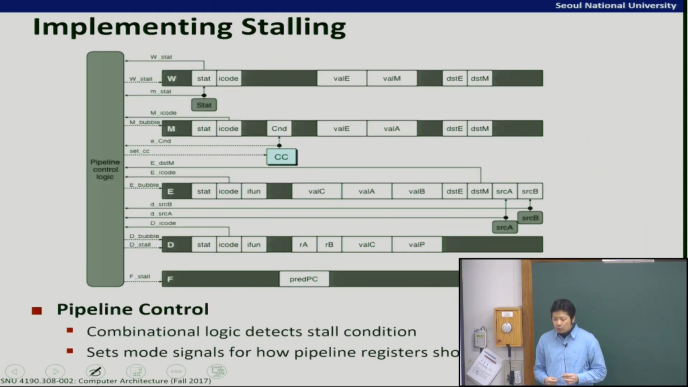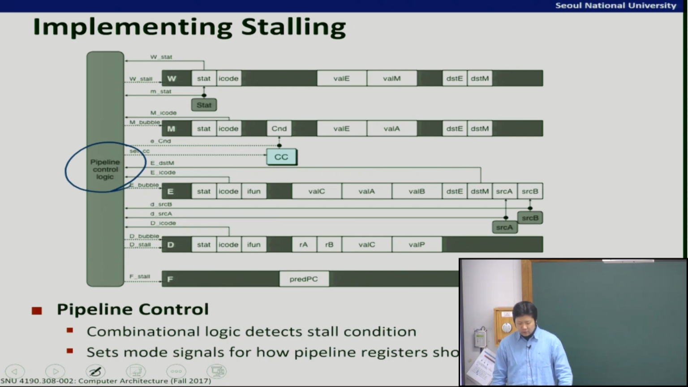Then the next question is how we can implement stall. So now we move on to the implementation side. Hopefully now you understand what condition generates a stall, and what needs to be done. The next question is how we can implement it. We need to modify the pipeline control logic. The pipeline control logic is a combinational logic that detects all stall conditions. There are a bunch of ifs, right? If one of these conditions is satisfied, then we have a stall.